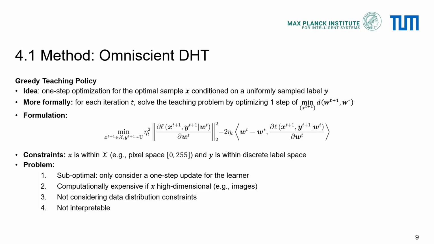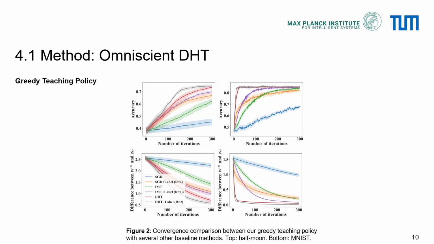There are some problems with this greedy teaching policy. First of all, it's of course suboptimal because we are only considering one-step updates for the learner. It's computationally very expensive if X is high-dimensional, for example, for images. And we are not considering any data distribution constraints, making it often not interpretable for humans. But still, we can see here that compared to the baseline methods, for example, SGD, which is basically that you don't have a teacher, or IMT, we can still outperform these baseline methods by a great margin.